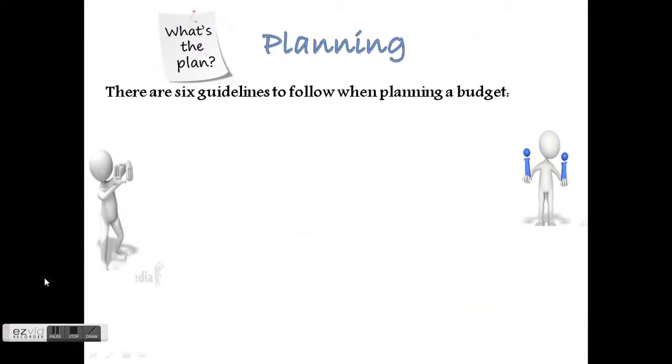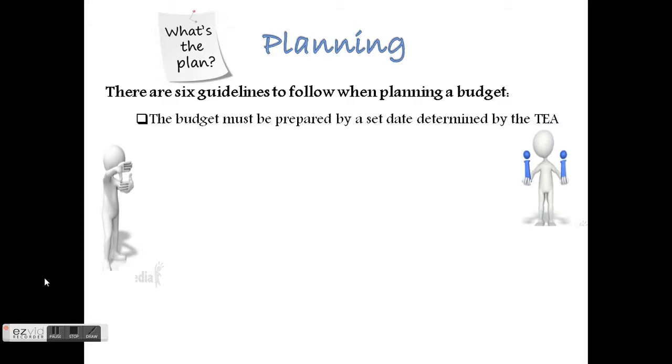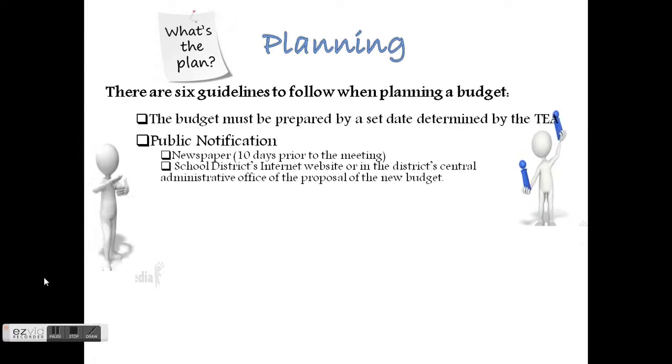When we are planning our budget, there are 6 guidelines that we must follow. The first one is the budget must be prepared by a set date determined by the TEA. Next, it has to have public notification. This means that we need to let those taxpayers know that a budget is coming. It has to be in the newspaper 10 days prior to the meeting and posted on the internet website in the school district's administration office or in the district's central administration.